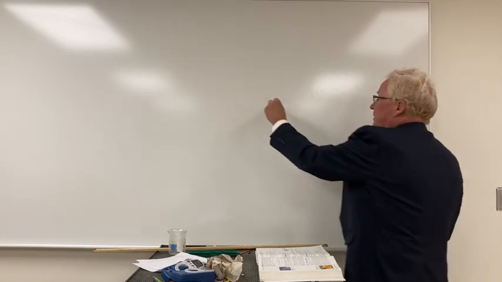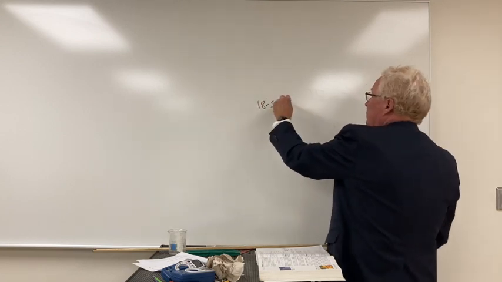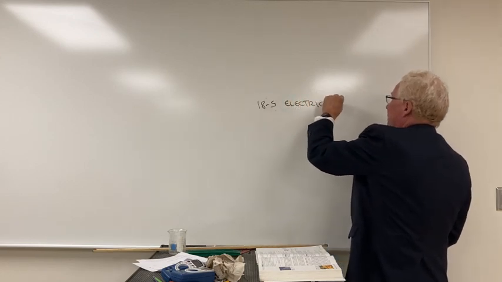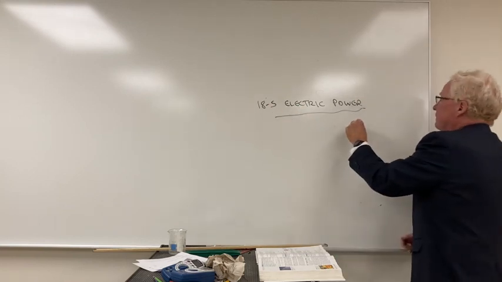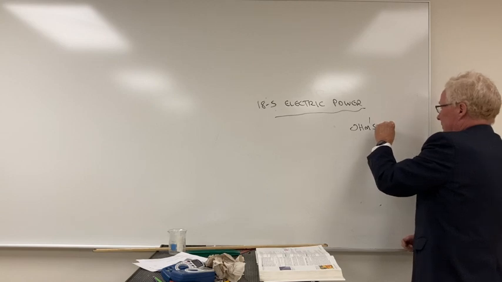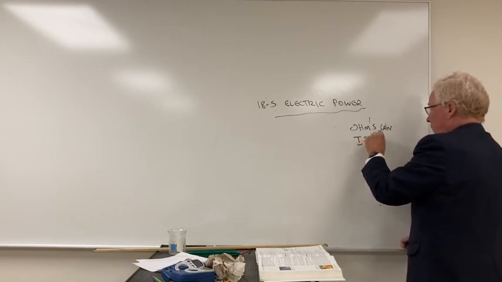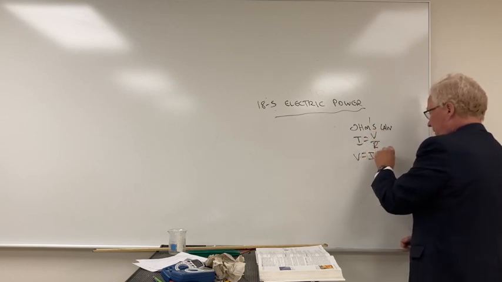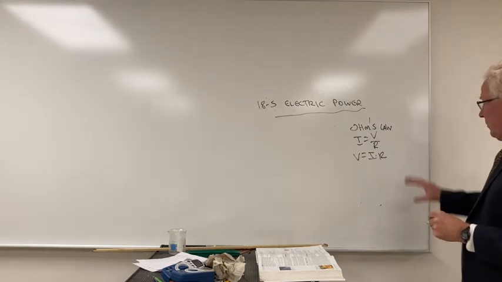And we'll talk about 18.5, which is electric power. Now, remember Ohm's law is I is V over R, or V is I times R, depending on what you're given. Right? So this is a relationship here.